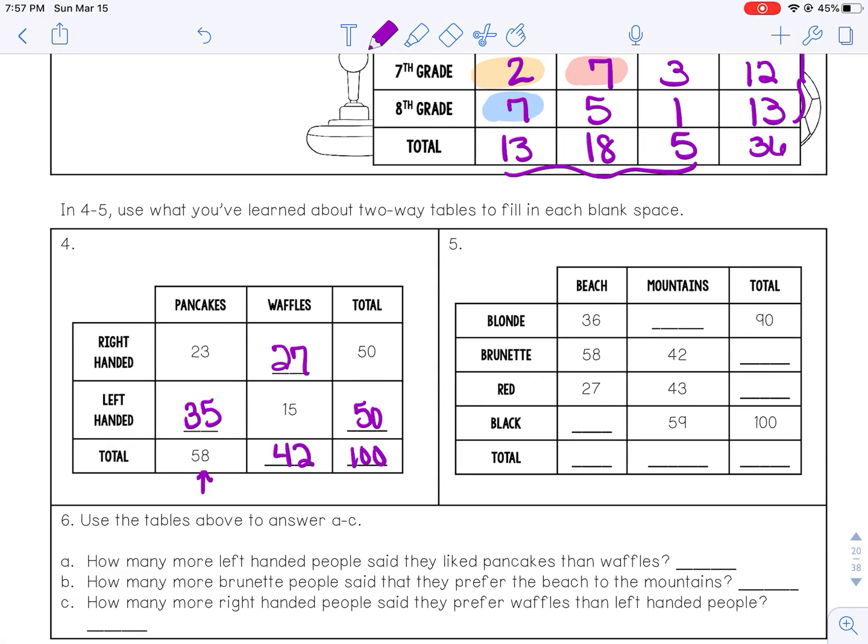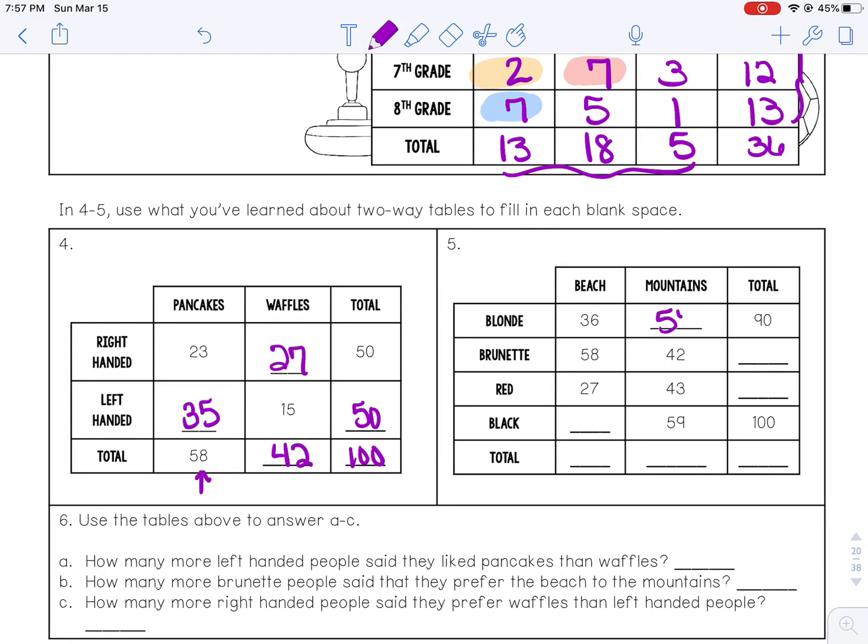All right, now let's talk about people preferring the beach or the mountains. So blondes, 36 prefer the beach out of 90 total. So how many prefer the mountains? You're going to have to subtract there, and that's going to give you 54. Okay, so brunettes, 58 prefer the beach, 42 prefer the mountains. So how many were surveyed? 100. Red hair, 27 prefer the beach, 43 prefer the mountains. So that would be a total of 70.